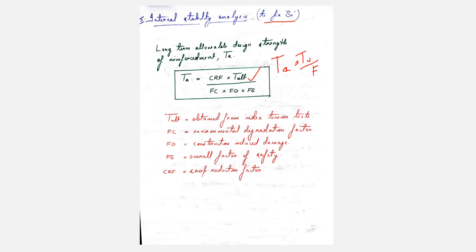That is the damage factors. There is a creep reduction factor, and this creep reduction factor is based on the type of polymer material used in the reinforcement making. So based on that, you have different creep reduction factors. Then there is the environmental degradation factor and the construction induced damage factor. Incorporating all these damage factors, you will finally be able to get the long-term allowable design strength of the reinforcement.